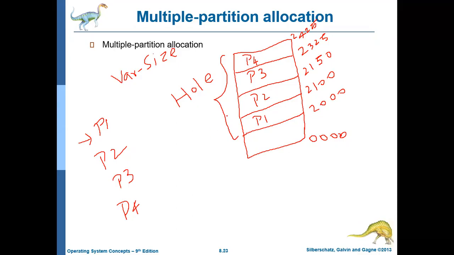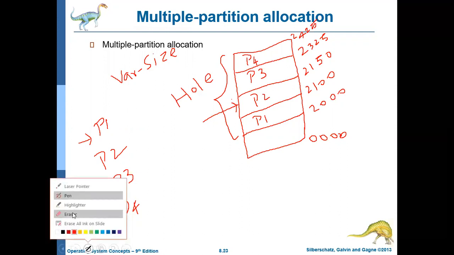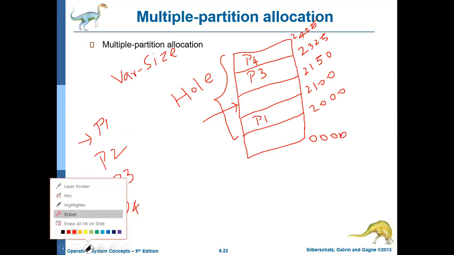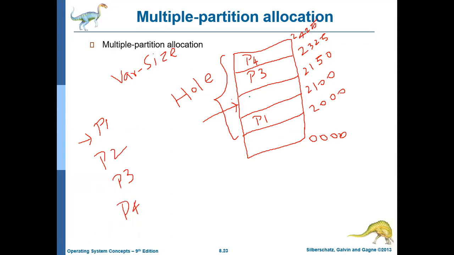Now assume that after some time P2 completed. P2 has finished execution, but P2 is using only how much memory? 50 MB. So this 50 MB memory will be freed, and a hole will be created. There is a hole and the size of the hole is 50 MB.